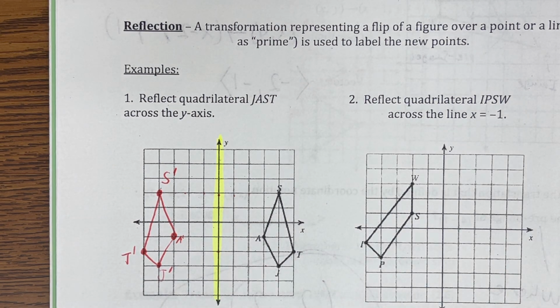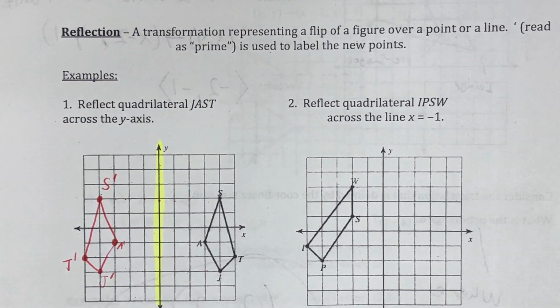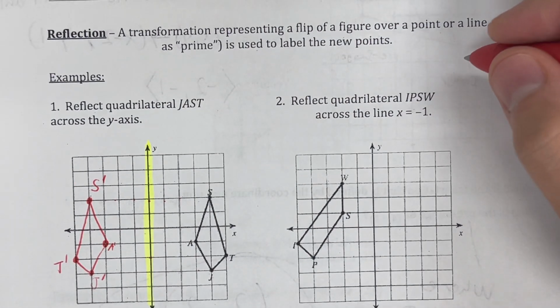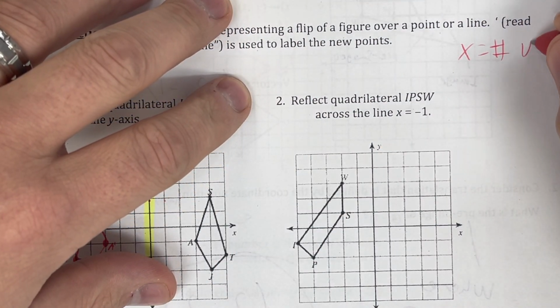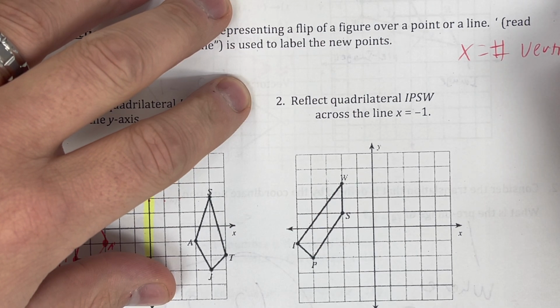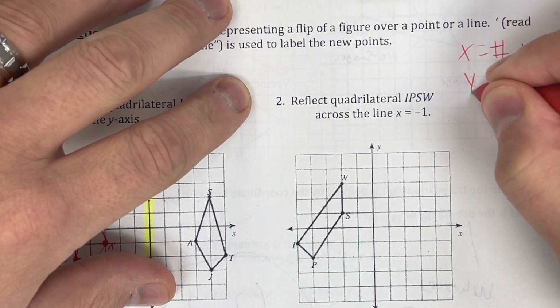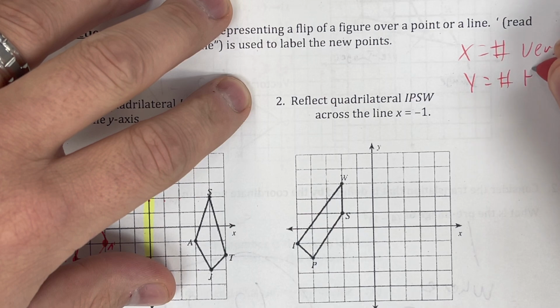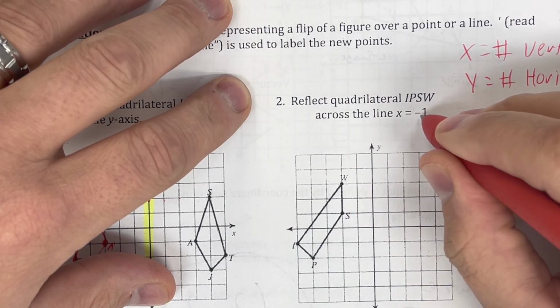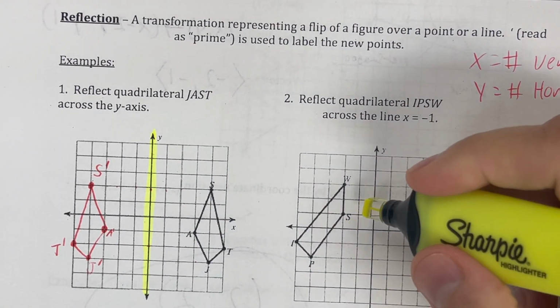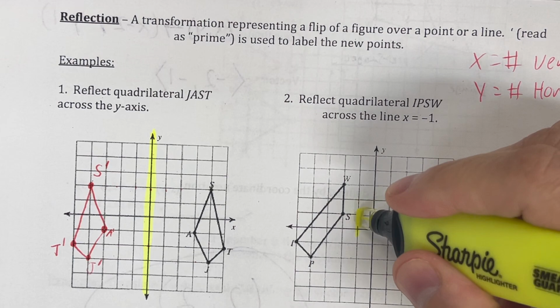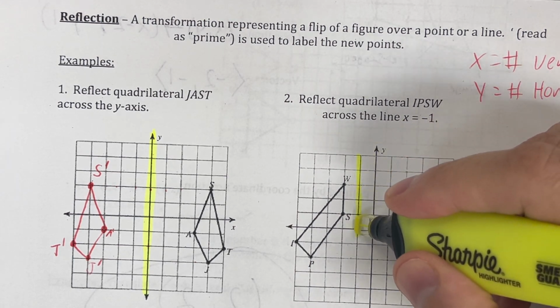The hardest part, like we said, is identifying what it is we're reflecting it across. The next one says we're reflecting it across the line x equals -1. X equals a number is vertical. Y equals a number is a horizontal line. So this x equals -1 is a vertical line. I need to go left 1, then I will draw my vertical line.